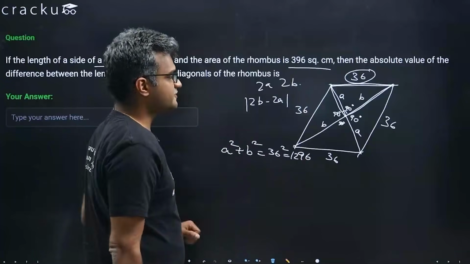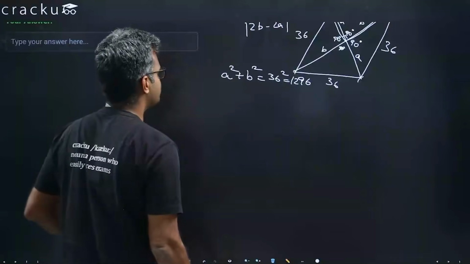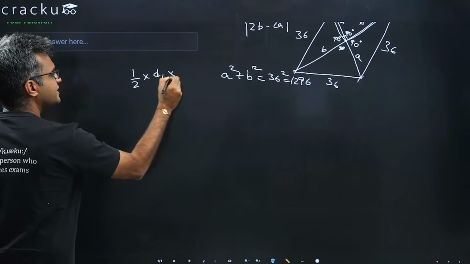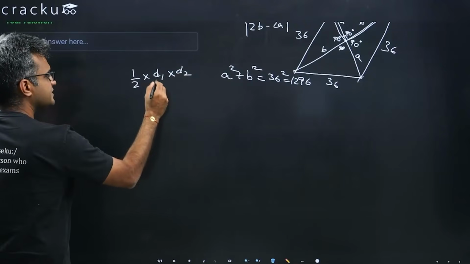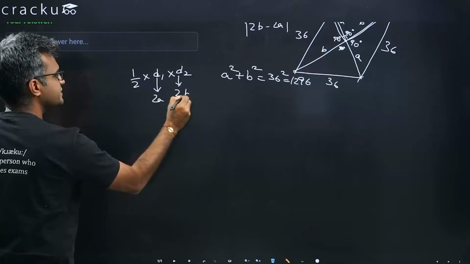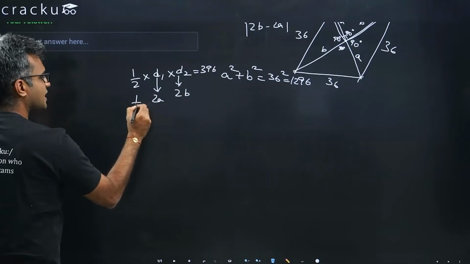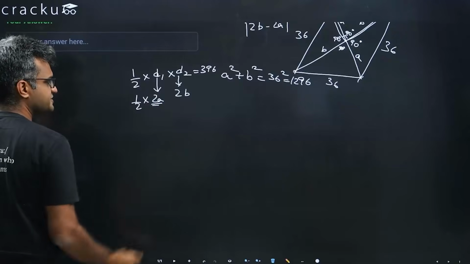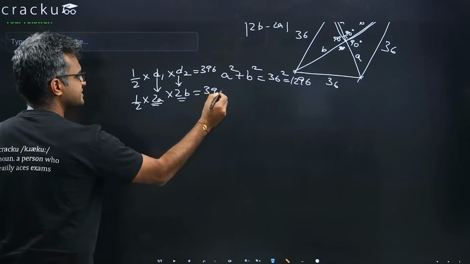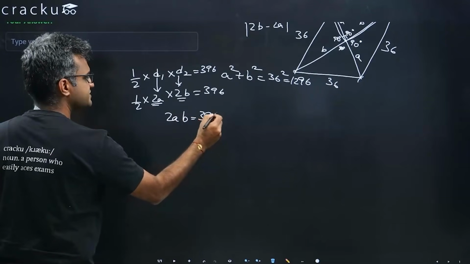We are given the area of the rhombus. Area of the rhombus is 396 square centimeters. What do we know about the area of the rhombus? It is half into diagonal 1 into diagonal 2. Here the length of the first diagonal we assumed is 2a, length of the second diagonal we assumed is 2b. So this is equal to 396, that is half into the length of the first diagonal, which is 2a, into the length of the second diagonal, which is 2b, is 396, or the value of 2ab is equal to 396.